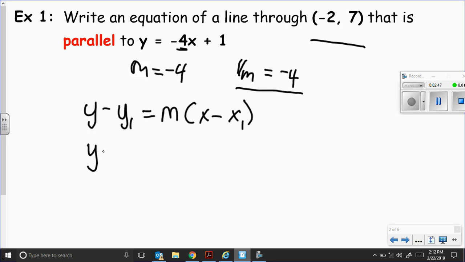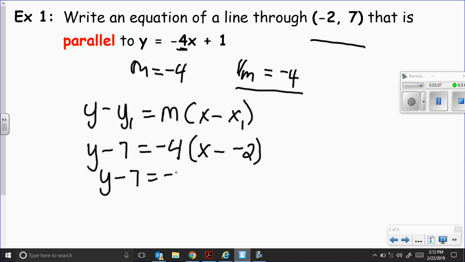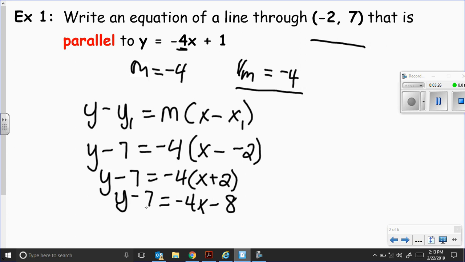Okay? So now we're going to use the parallel slope that's needed. So we're going to do y minus 7 is equal to our slope of negative 4 times x minus our point of negative 2. So now I like to clean up the double negatives. Y minus 7 equals negative 4 times x plus 2. And now distribute. So we get y minus 7 equals negative 4x. Remember, you've got to distribute to both terms in the parentheses. Minus 8.